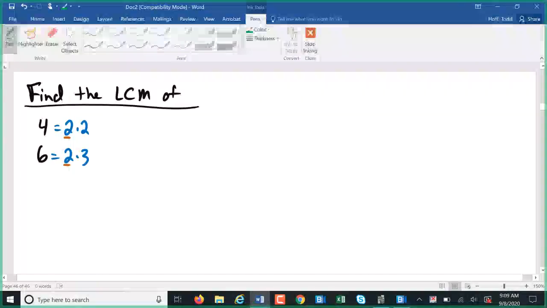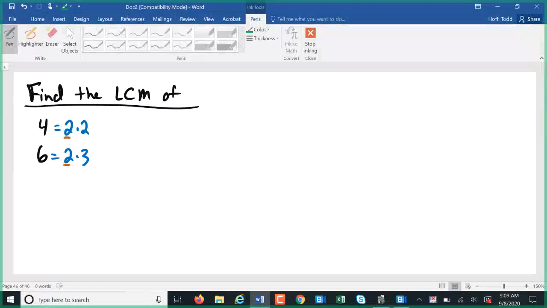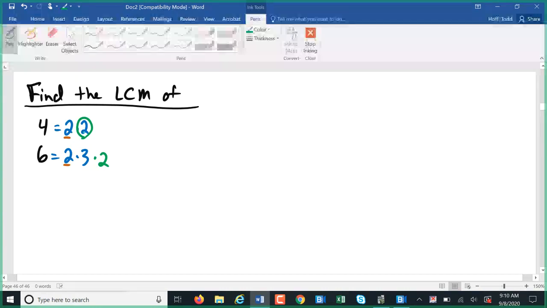But the least common multiple, or any common multiple, has all the same factors. So now I look at the factors that are not in common here, not the same. The top number, the 4, has a 2. So in order to make them the same, I multiply the 6 by 2. Now the 6 has all of the factors that the 4 has. Now I look at the 6. It has a 3 that the 4 doesn't. So I multiply the 4 by a 3.